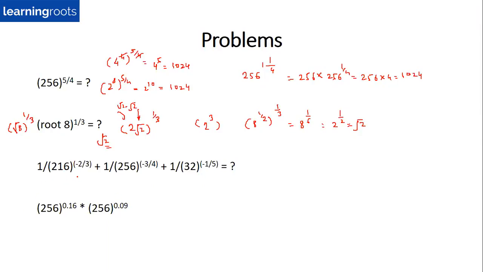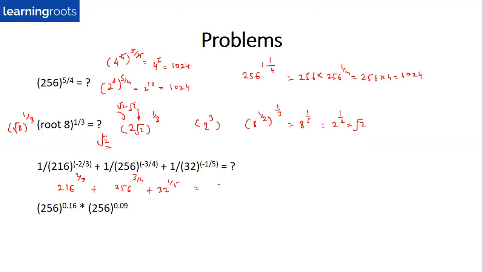So here you have numbers in the denominator, and those are negative powers. So if you take it in the numerator, it becomes positive. So this becomes 216 raised to 2 by 3, plus you have 256 raised to 3 by 4, and plus you have 32 raised to 1 by 5. So it's a good idea to actually know powers of at least maybe 2, 3, 4, 5 till about the fourth power or the fifth power. And for 2, you can actually remember till the 10th power.